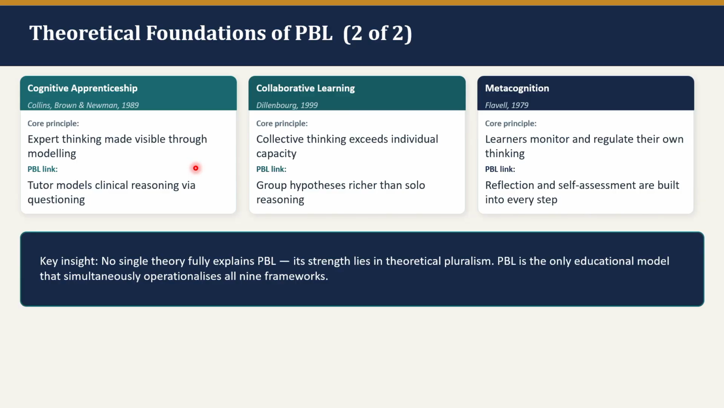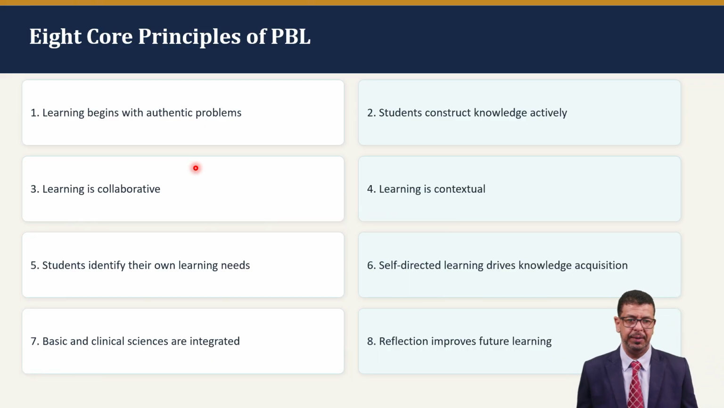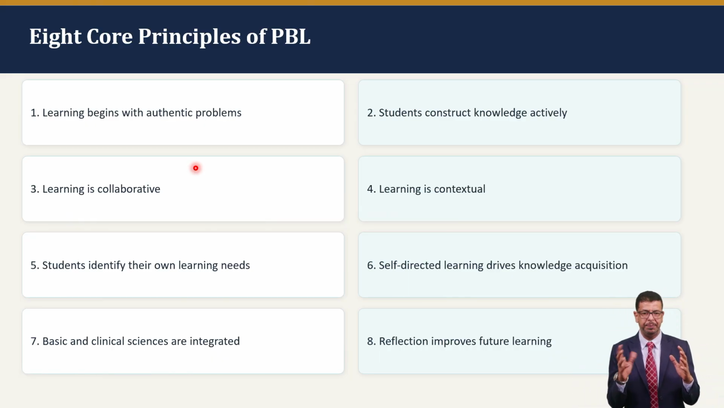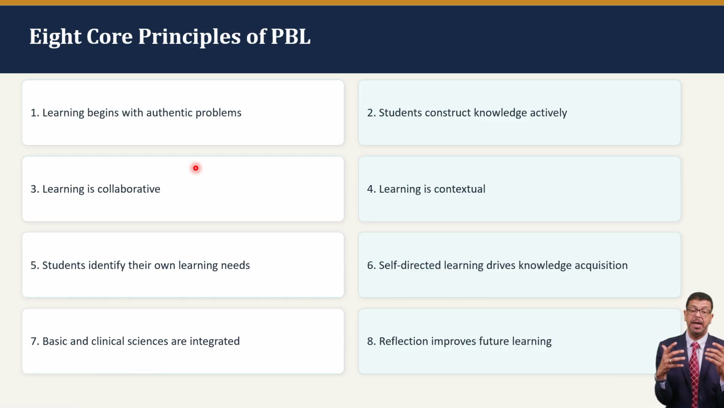Now, let us go to the core principles of problem-based learning. Let us see these 8 principles. So, one of the core principles: learners begin with authentic learning. Students construct knowledge actively. Learning is collaborative. Learning is contextual, within the context. Students identify their own learning needs. And the self-directed learning in problem-based learning drives knowledge acquisition.